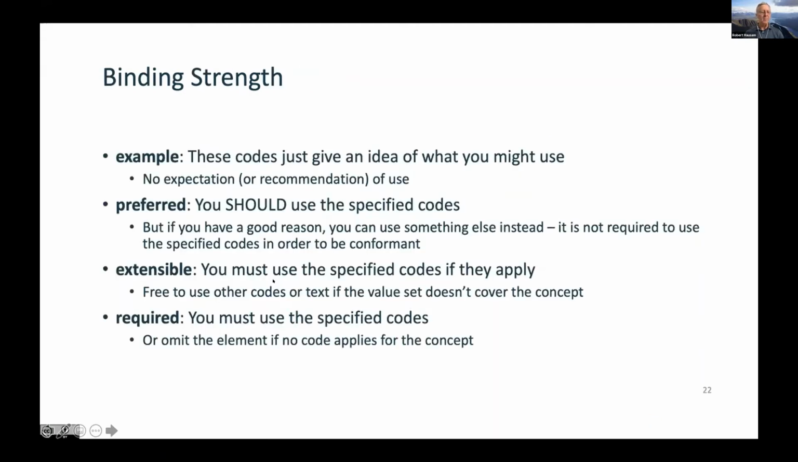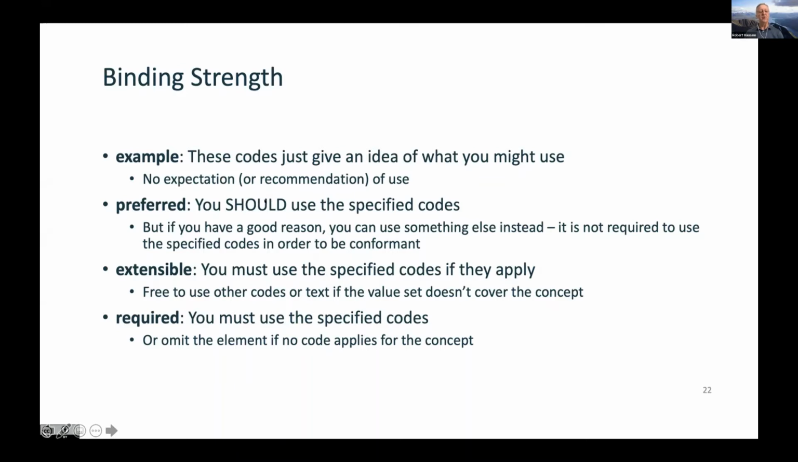All right. So you need to know about binding strength, and there are four of these in FHIR. Start with the lowest one, which is example. Basically, there are some codes here that we've selected and put in a value set that give you an idea of what you might want to use, but there are no expectations around that, no recommendations, nothing like that. Just something to get you started, so you're thinking about what you want to do. But if the designers of the profile have a better idea of what they think is good to use, they might choose a preferred binding.